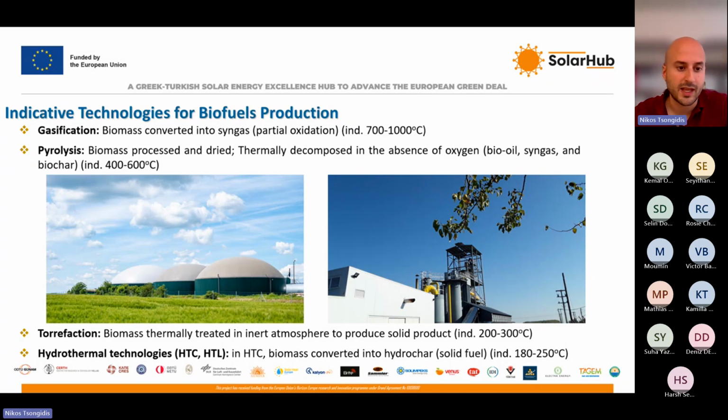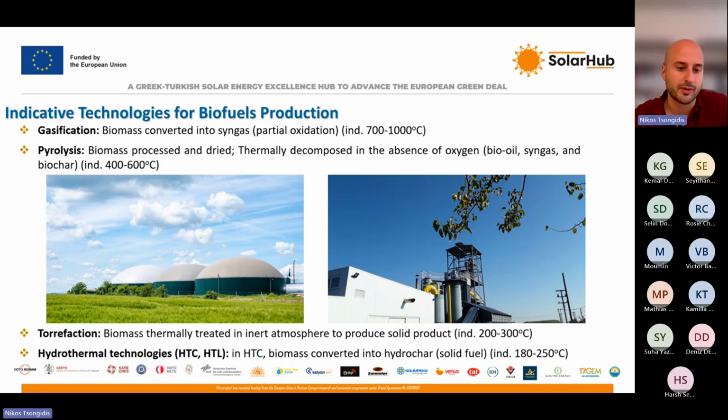Then there is another technology, namely torrefaction. In this case, biomass is thermally treated in an inert atmosphere in order to produce a solid product. The application temperature is quite low, ranging between 200 and 300 degrees C. And last but not least, we have the hydrothermal technologies, including, for instance, hydrothermal liquefaction, on which we will focus in the next slides. And we also have hydrothermal carbonization, in which biomass is converted into hydrochar, a solid fuel, at quite low temperatures, between 180 and 250 degrees C.